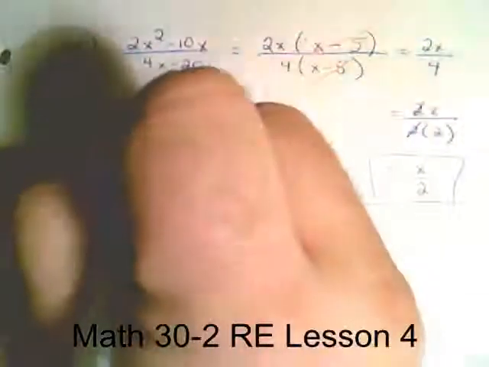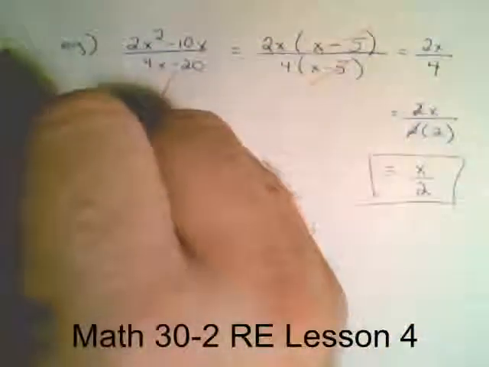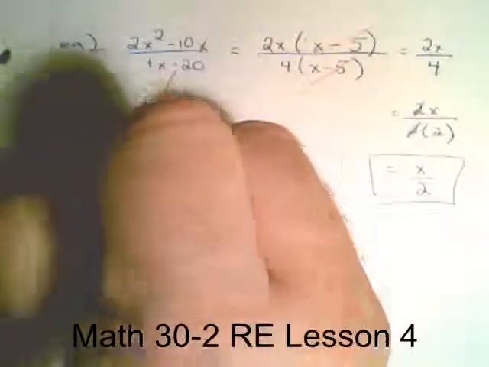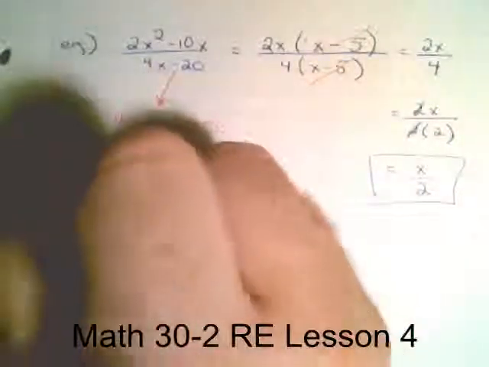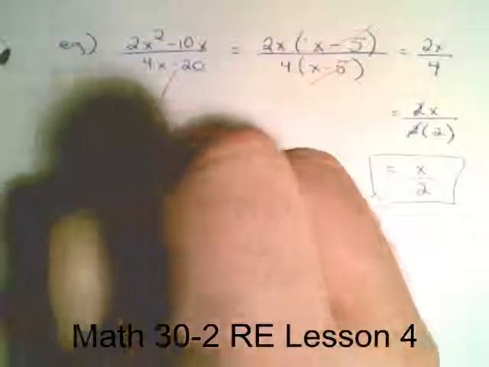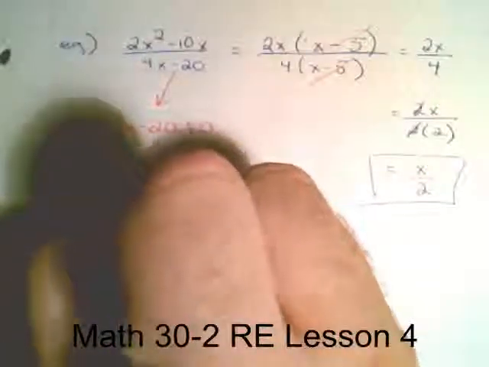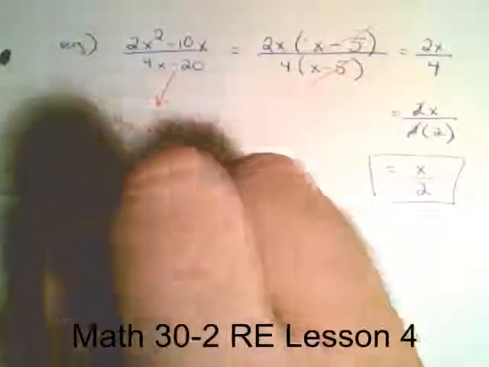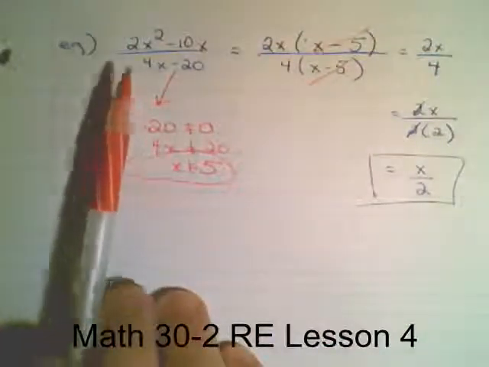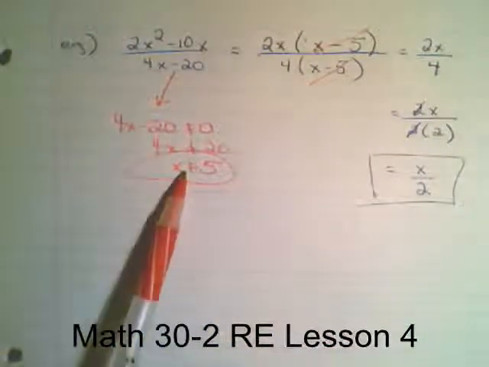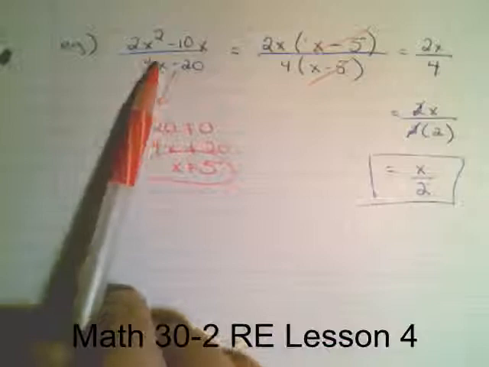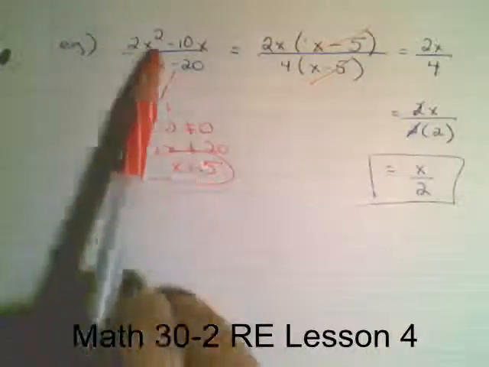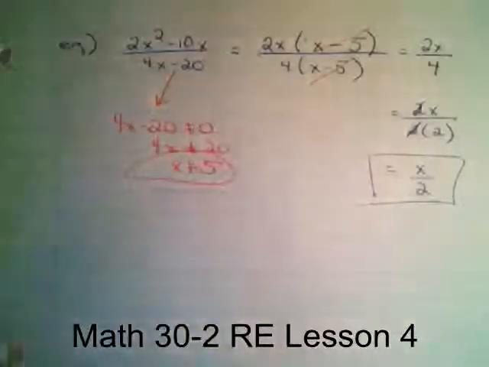So if I plugged in 10, and I did it all correctly, I'm going to get 10 divided by 2, or 5. If it's a decimal, it's a decimal. Now the only thing I have to continue on is what are the non-permissible values. Now going from here, I know 4x minus 20 cannot equal 0. So 4x cannot equal 20. So divide by 4, x cannot equal 5.